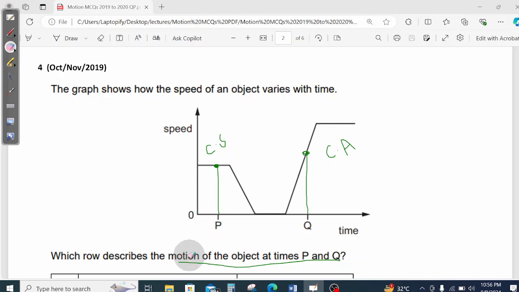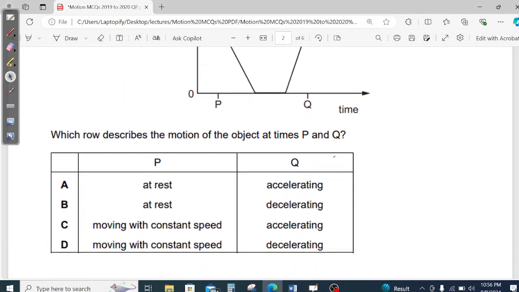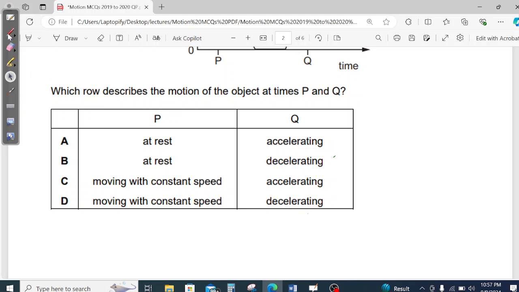Now look at the options. I have mentioned that P represents constant speed and Q represents constant acceleration. So look at the MCQs. The body is not at rest, so that is wrong. Moving with constant speed, yes. So we have two options here. I have mentioned that in Q the body is moving with increasing speed. It means the body is accelerating. So your option will be C.